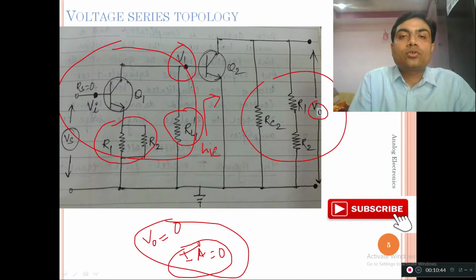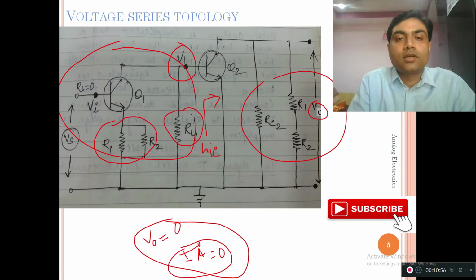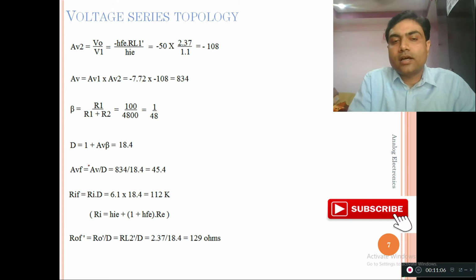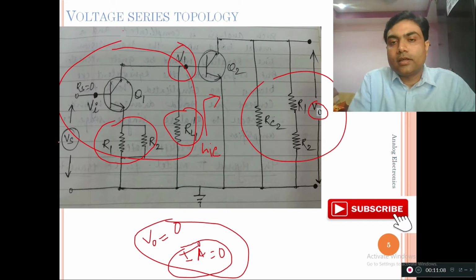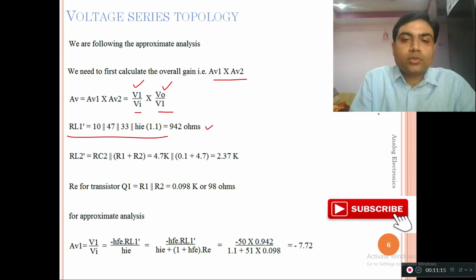So HIE is also in parallel with all these resistances. Which resistances? 10K, 47K, and 30K is in parallel with the input impedance of this particular transistor. So likewise, we can determine the RL1 dash, which comes out to be 942 ohms, and RL2 dash is nothing but the RC2. RC2 is in parallel with the series combination of R1 and R2. So it comes out to be 2.37K.